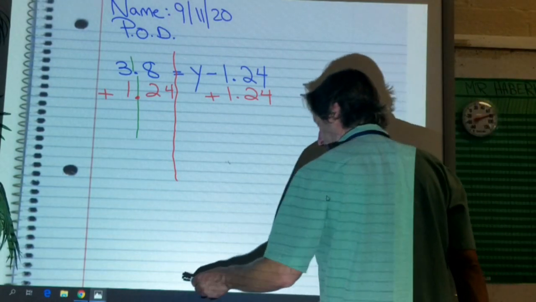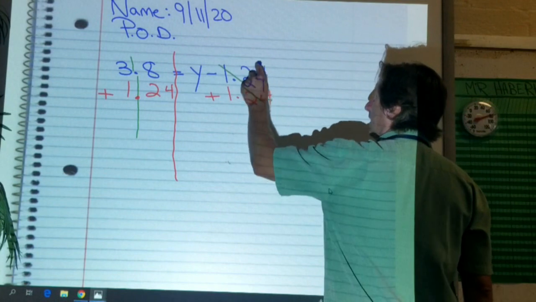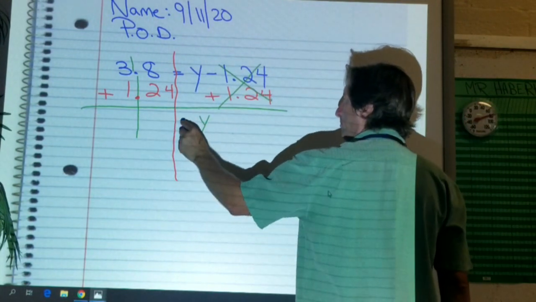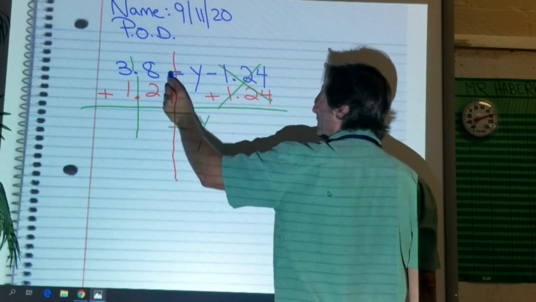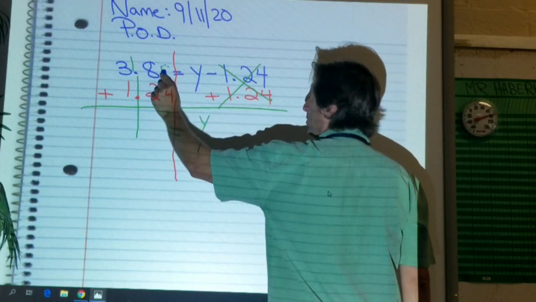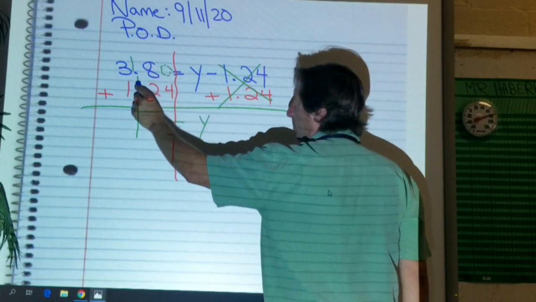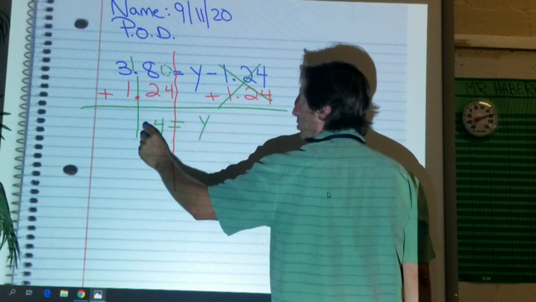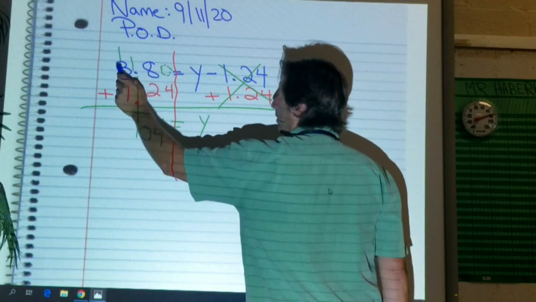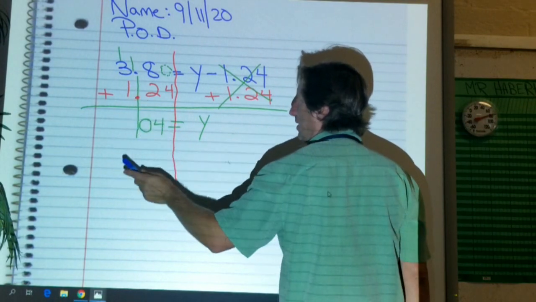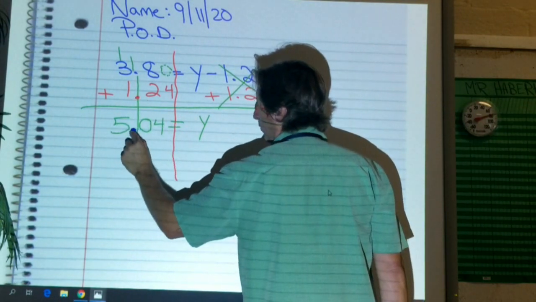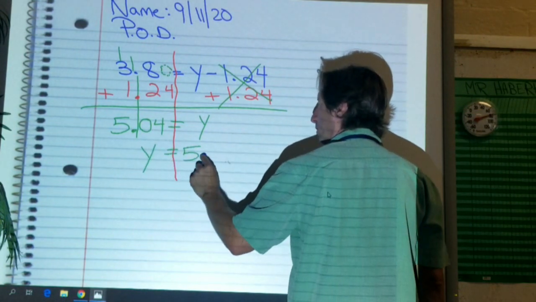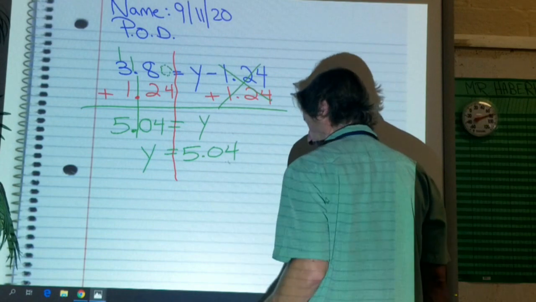Okay, so let's finish it up. These cancel out. Only thing left over here is the letter Y. We got it all by itself. Good job. Now we have to add these up, and there's a space here. When we have a space, we're going to put a little 0. Then we notice our points are in a straight line. So 0 plus 4 is 4. 8 plus 2 is 10. 1 plus 3 plus 1 is 5. So 5 and 4/100ths. I'm going to flip it around. Y equals 5.04. All right.